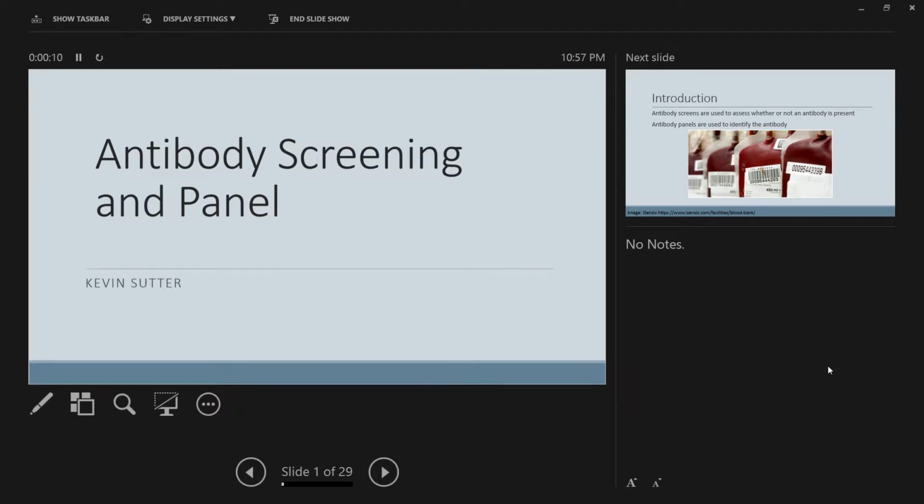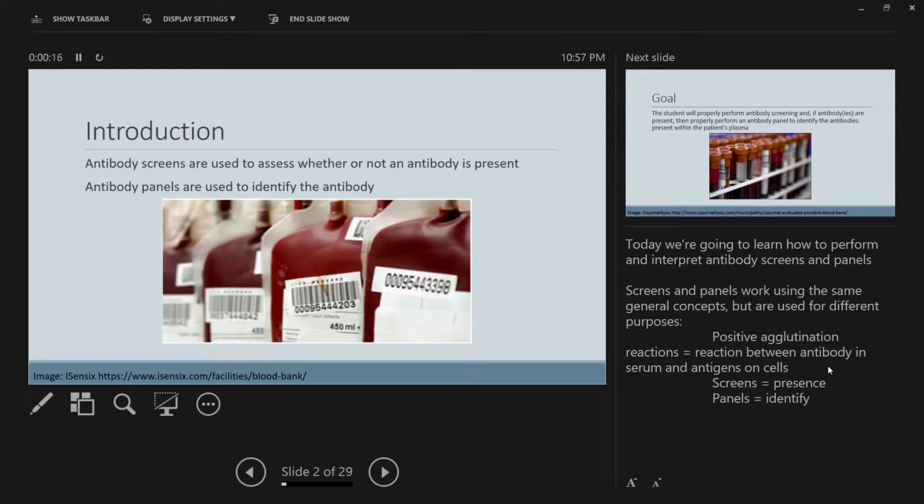Alright, today we're going to be going over the antibody screening and the antibody panel. Antibody screens are used to assess whether or not an antibody is present within the patient's serum, while the antibody panels are used to identify those antibodies. Both screens and panels work using the same general concepts, but are used for different purposes.